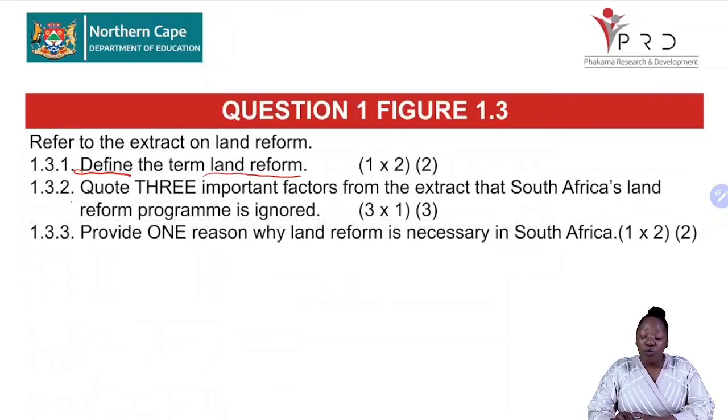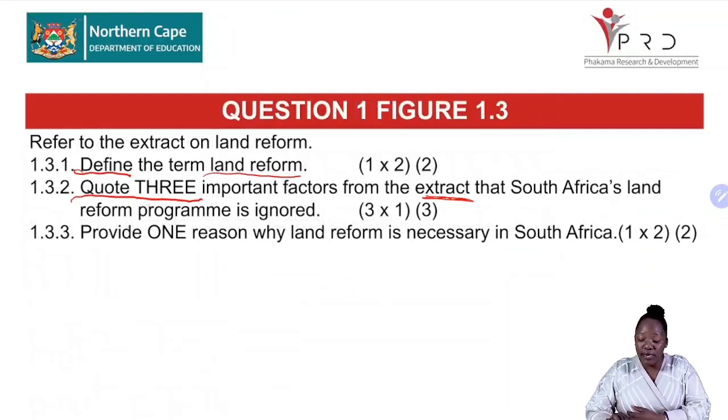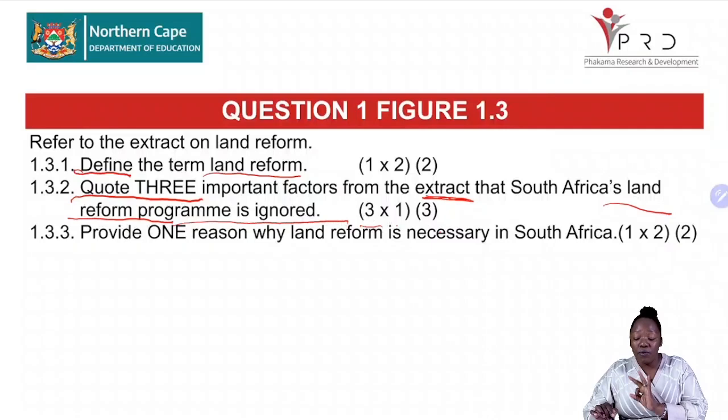And then secondly, you quote 3 important factors from the extract. Again, when you read the extract for the second time, you now read it with the understanding that you need these 3 important factors that South Africa's land reform program ignored. 3 times 1, meaning you give 3 responses that will give you 3 marks, because it is 1 mark each. Which means if you only wrote 1, you will get 1 mark, then you lose 2 marks.